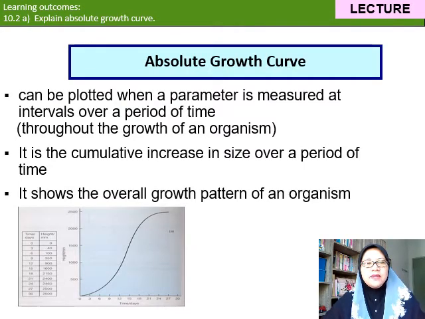Absolute growth curve can be plotted when a parameter is measured at intervals over a period of time throughout the growth of an organism. It is the cumulative increase in size over a period of time. It shows the overall growth pattern of an organism.